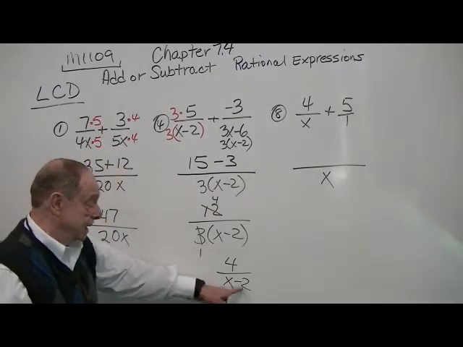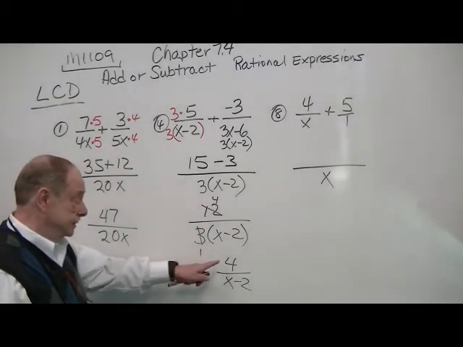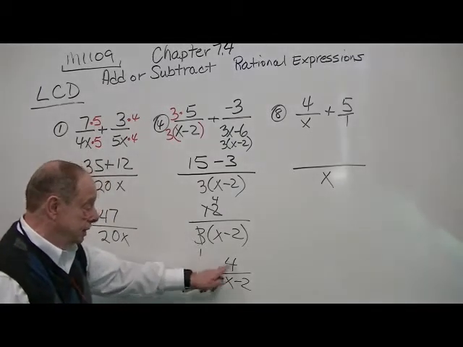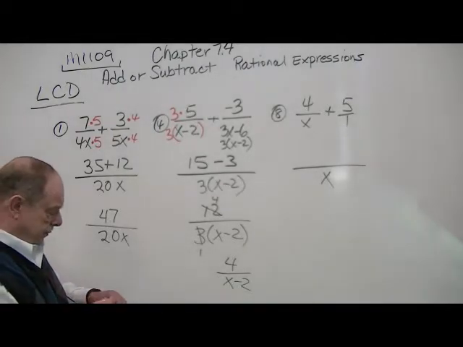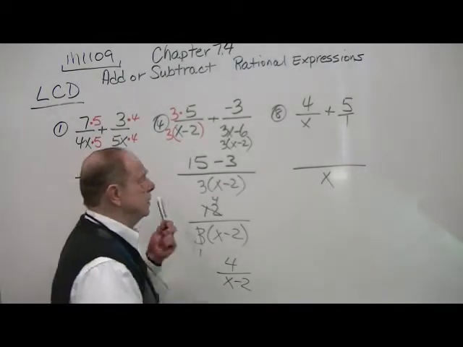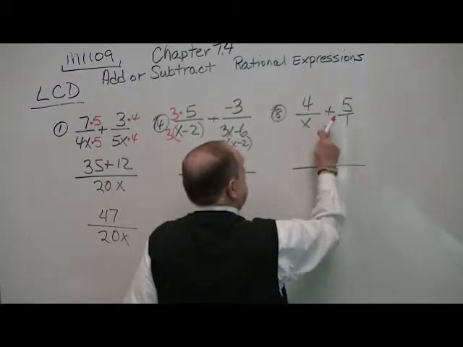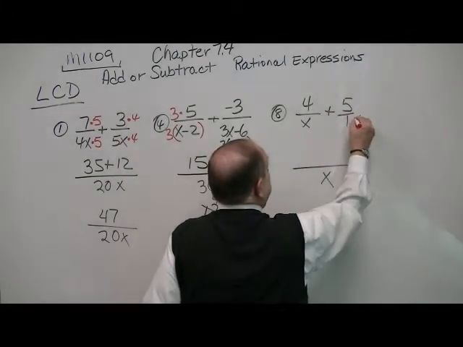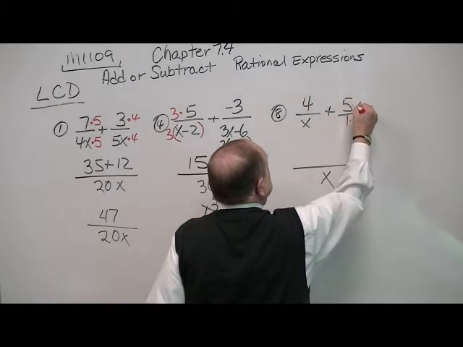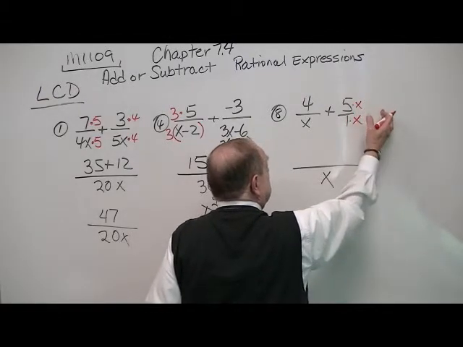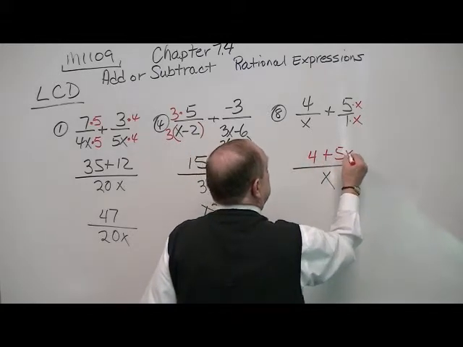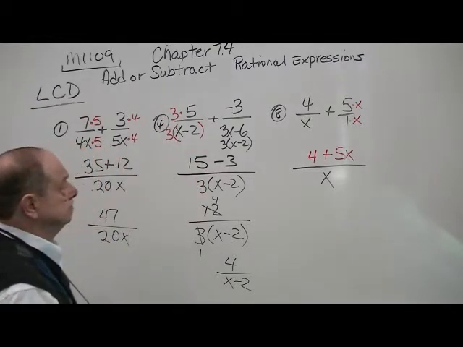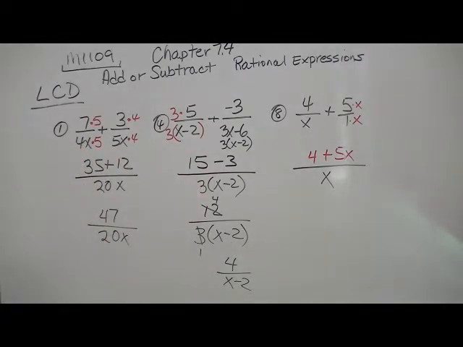And remember, I can't do anything with that. This is a term, and a term. There's no common factors there. So for this one, in order to get this denominator to be an x, I have to multiply it by an x. X over x is 1. So this now becomes 4 plus 5x. And we'll do some that are a little more challenging coming up.